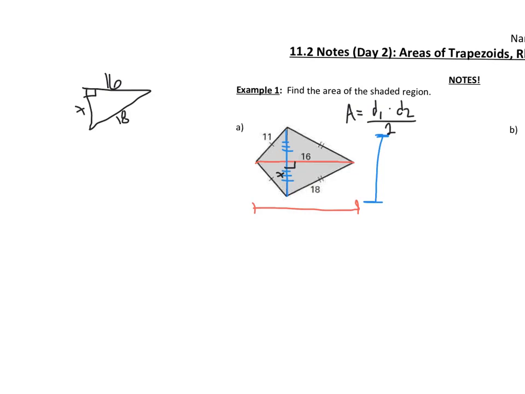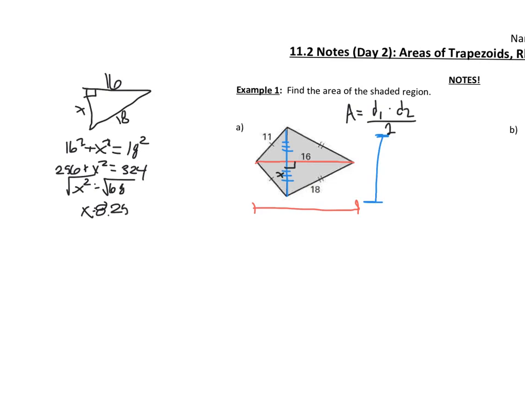So I know that this is 18, this is 16, and that is my x. So I'm going to use my a squared plus b squared equals c squared to figure out what that distance is. Again, it doesn't matter which one is your a and which one is your b. So I've got 16 squared plus x squared equals 18 squared. 16 squared is 256, plus x squared equals 18 squared, which is 324. So we subtract 256 over, so x squared is equal to 68. You take the square root of both sides, and I take just the positive value.